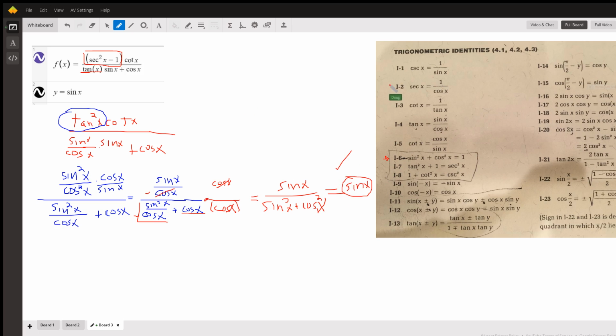Okay, so try to get a copy of these identities in front of you and get used to the fact that they can take on different forms.